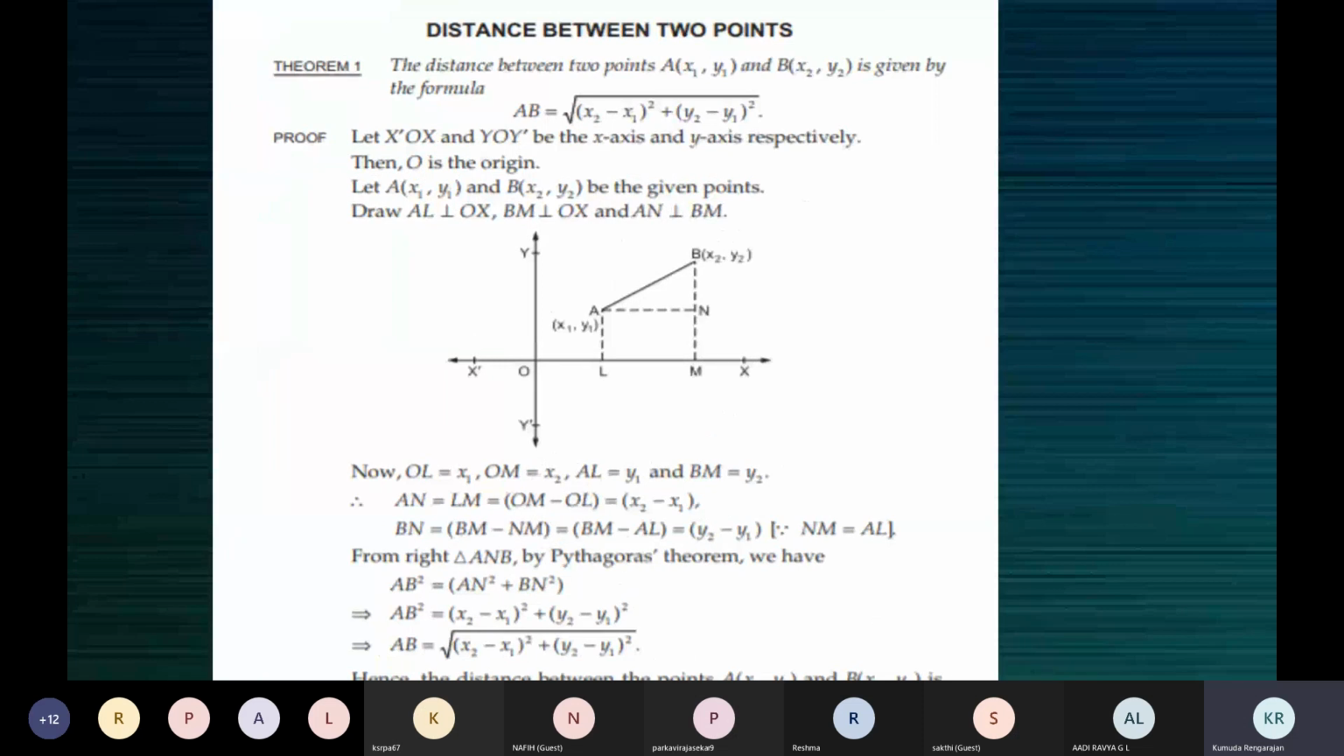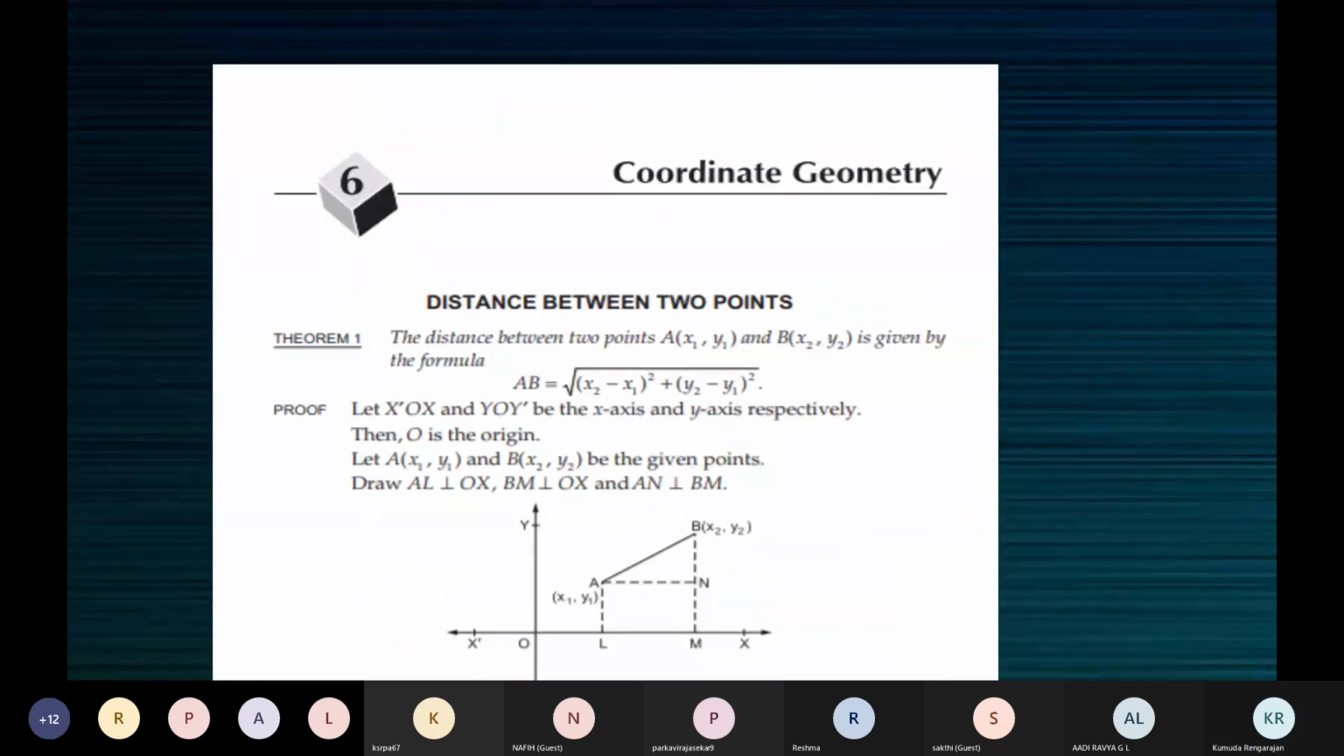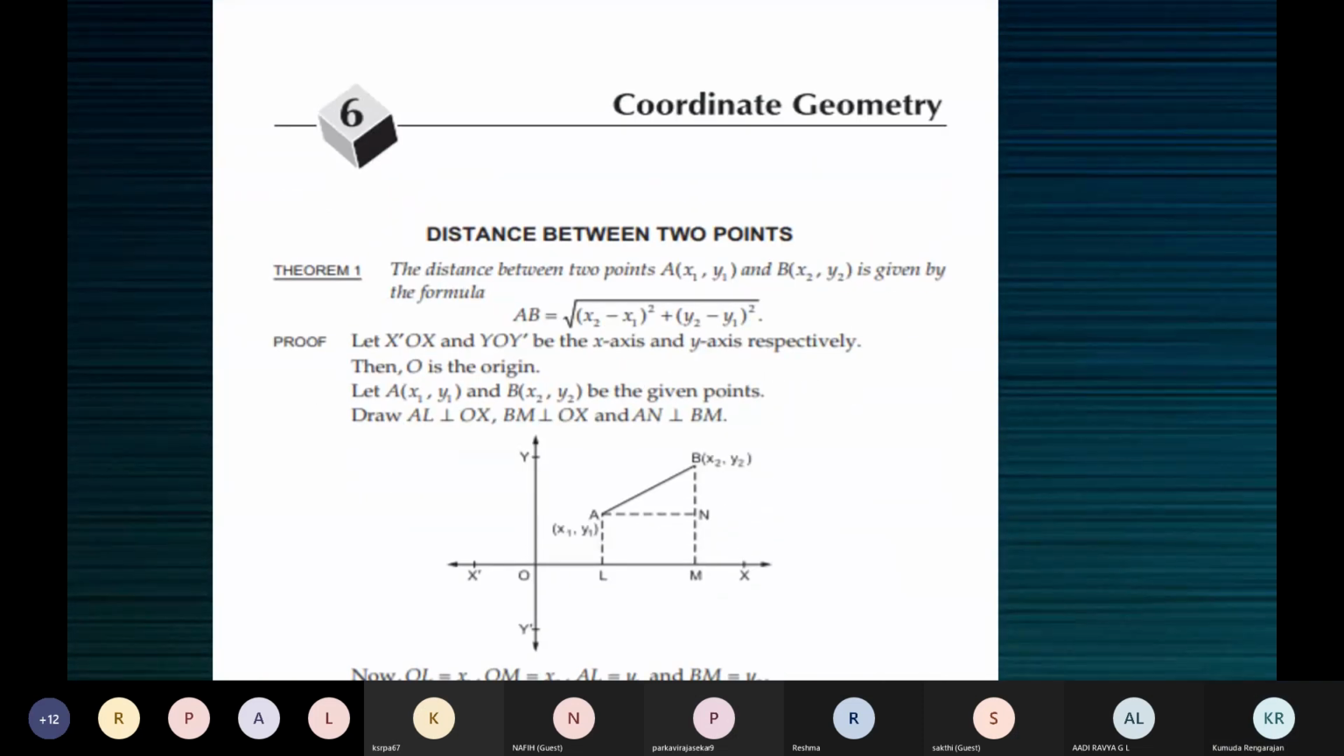Let's see the derivation. So children, you can see the x-axis, y-axis. These are the 2 points A and B. A is given by the address x1, y1, B is given by the address x2, y2. And you can see here the line segment connecting the points A and B. So we need to derive the formula to find the distance between the 2 points A and B.